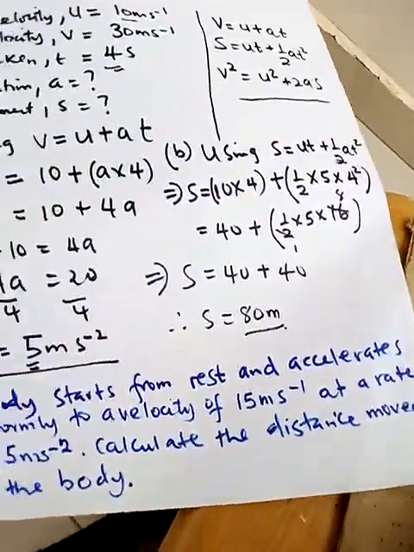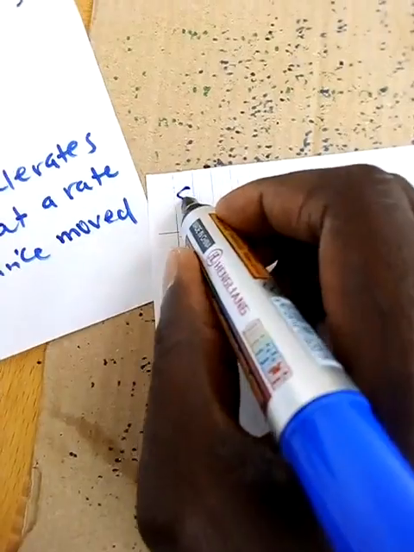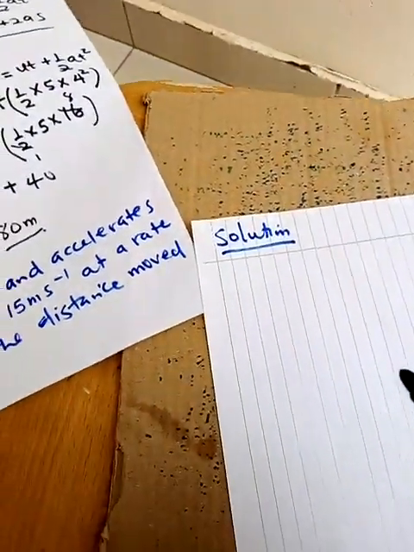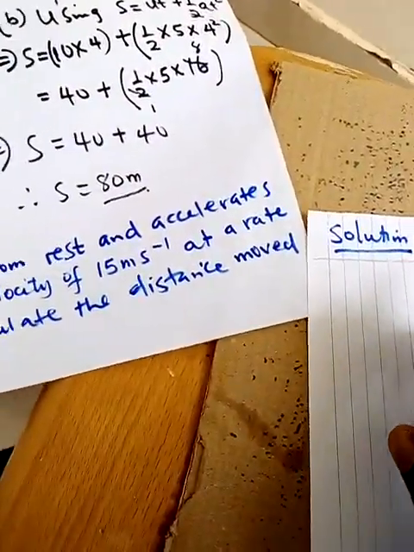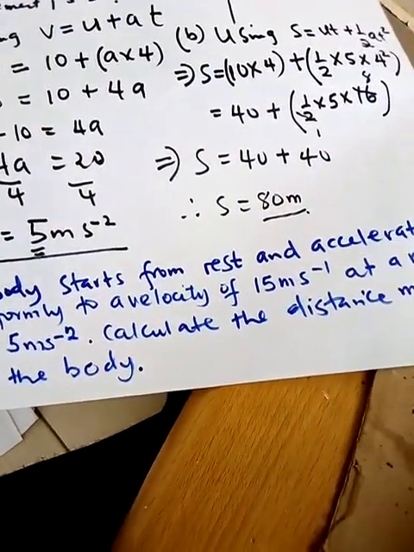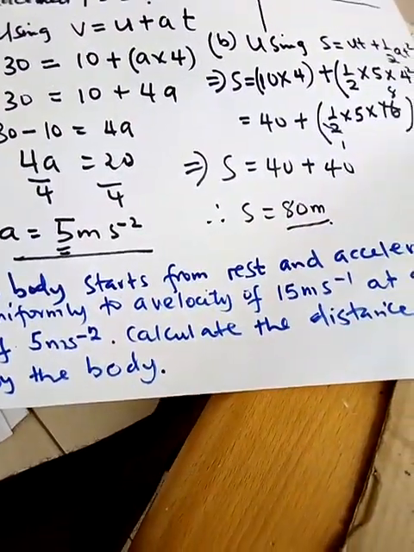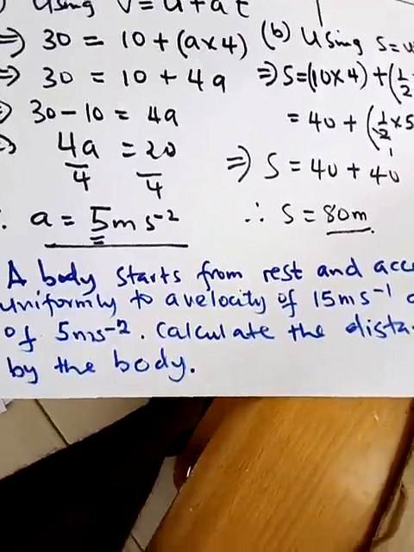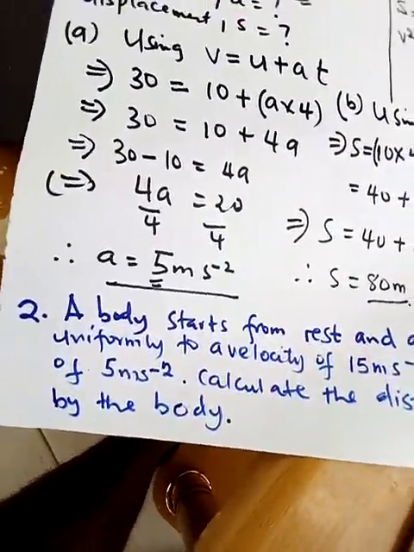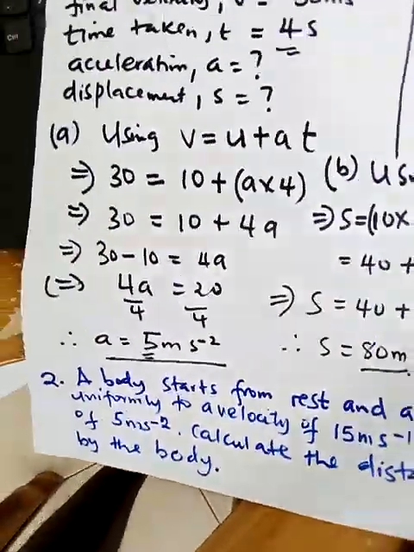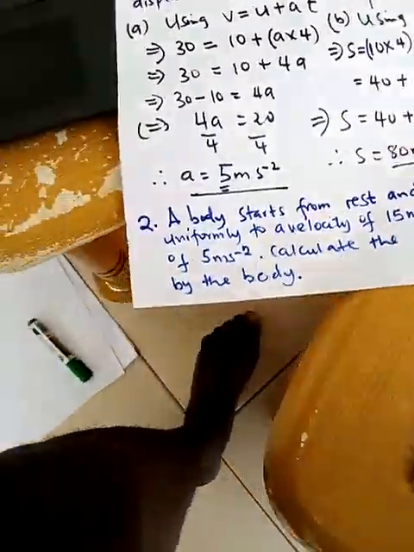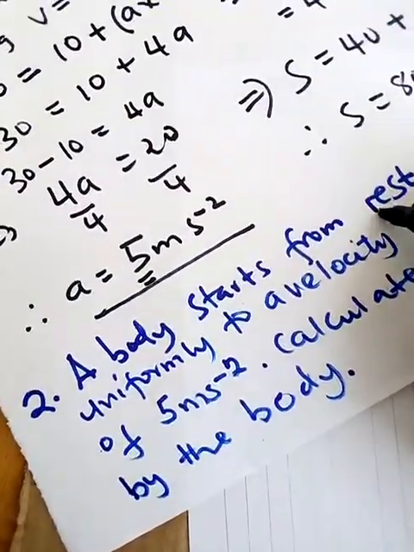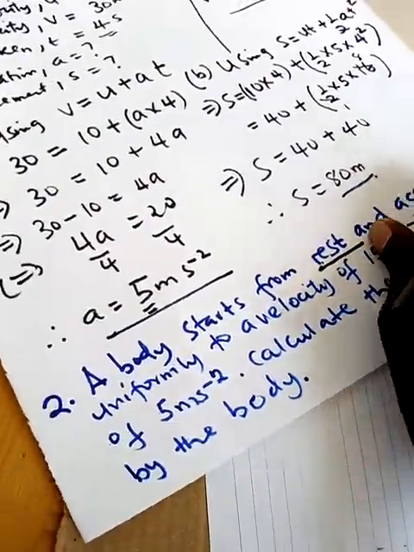So we are to focus on the solution now. Let's look at the solution. We say that the first thing we need to do is to put down what has been given. A body starts from rest. That means your observation has started when the body is at rest. Your observation of motion is when the body is at rest. So this is our initial state.